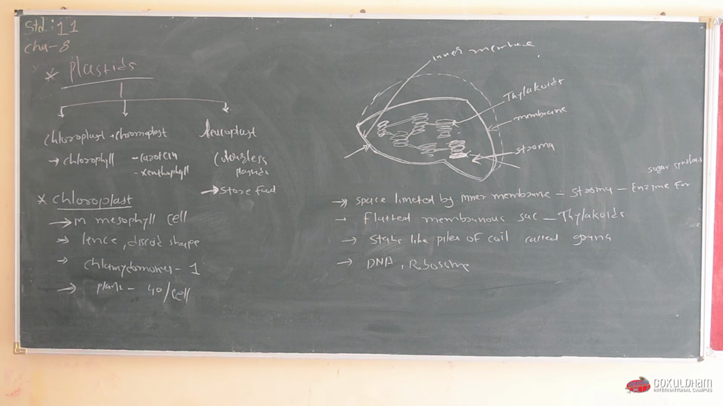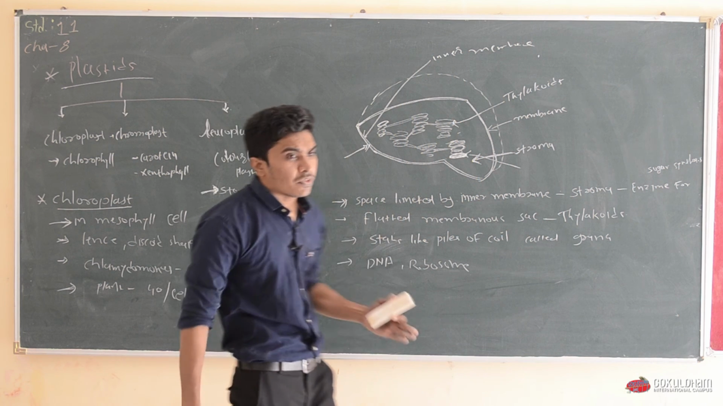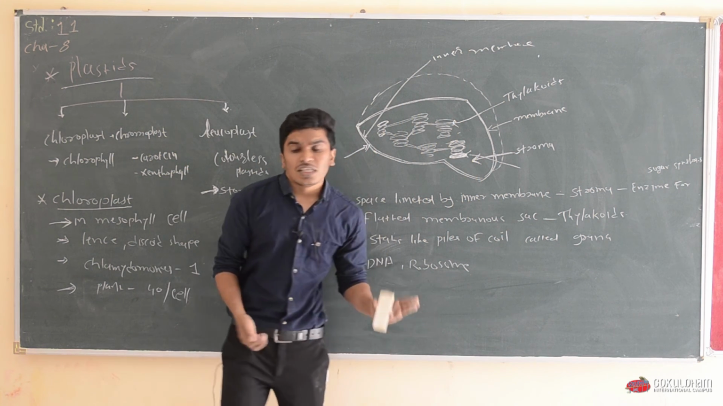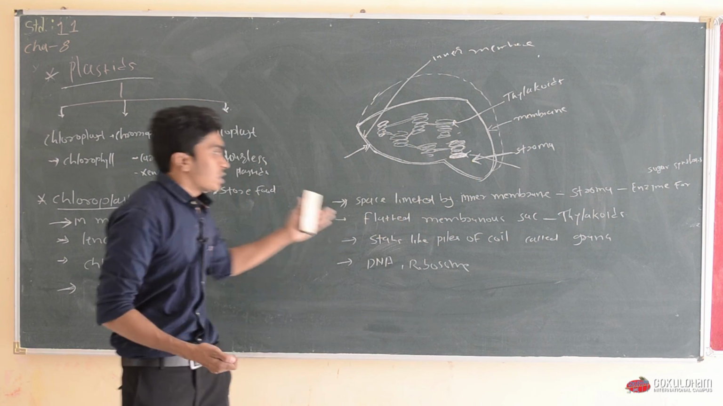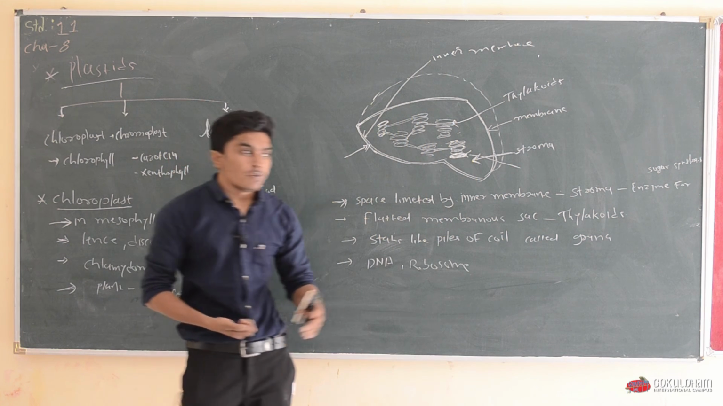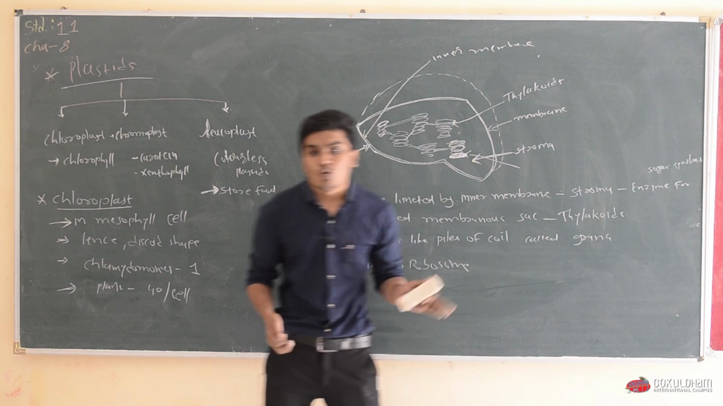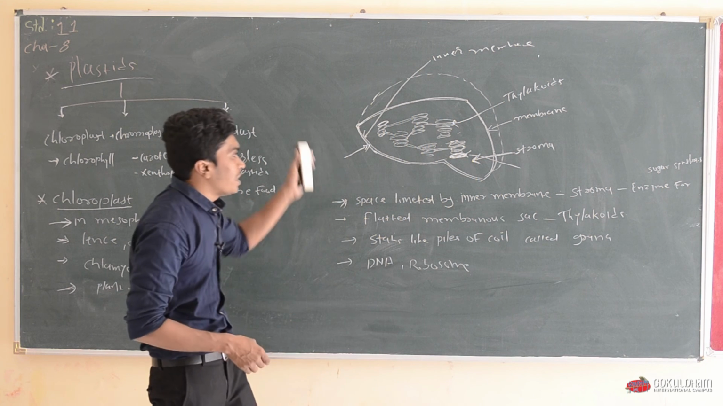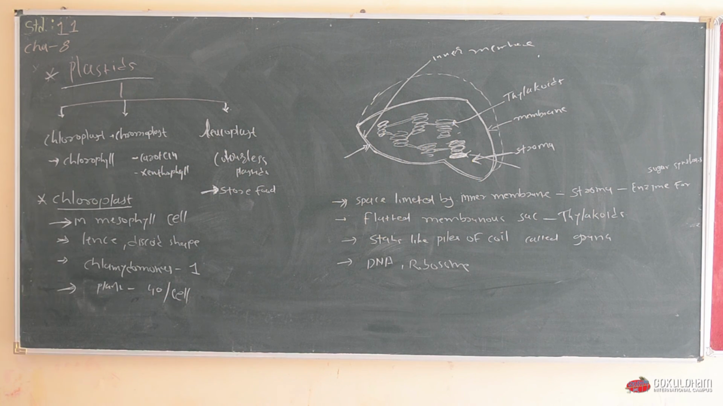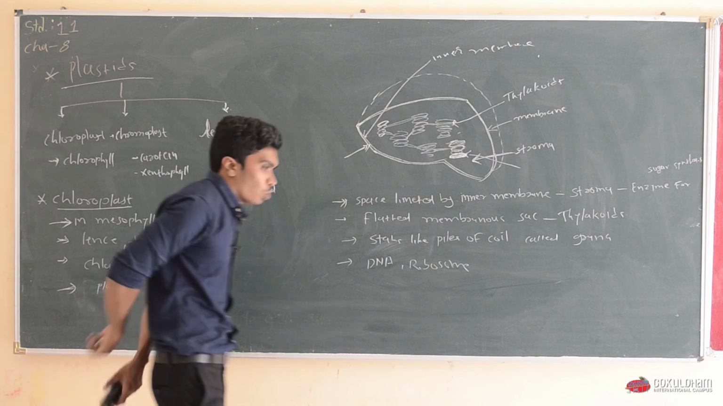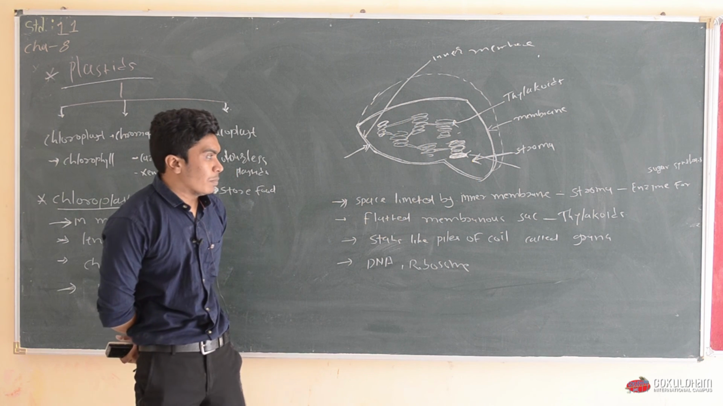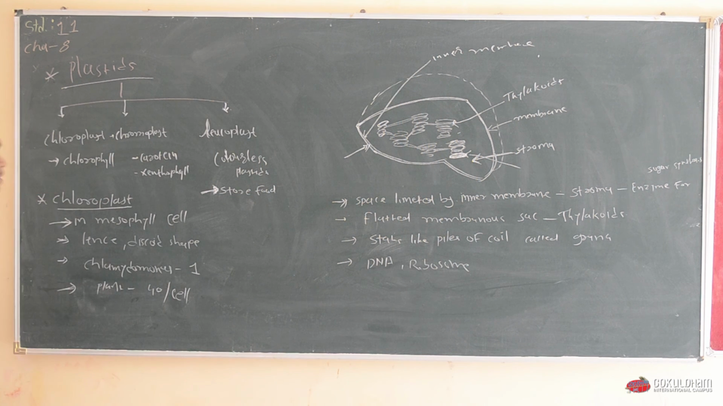Like mitochondria, this chloroplast also has its own DNA and its own RNA. The ribosomal RNA in a chloroplast is 70S. Here S is the Svedberg unit, which stands for the rate of movement in centrifugation of these molecules. So this is about chloroplast. The function of chloroplast is the production of sugar for the plants. So this is about plastids.